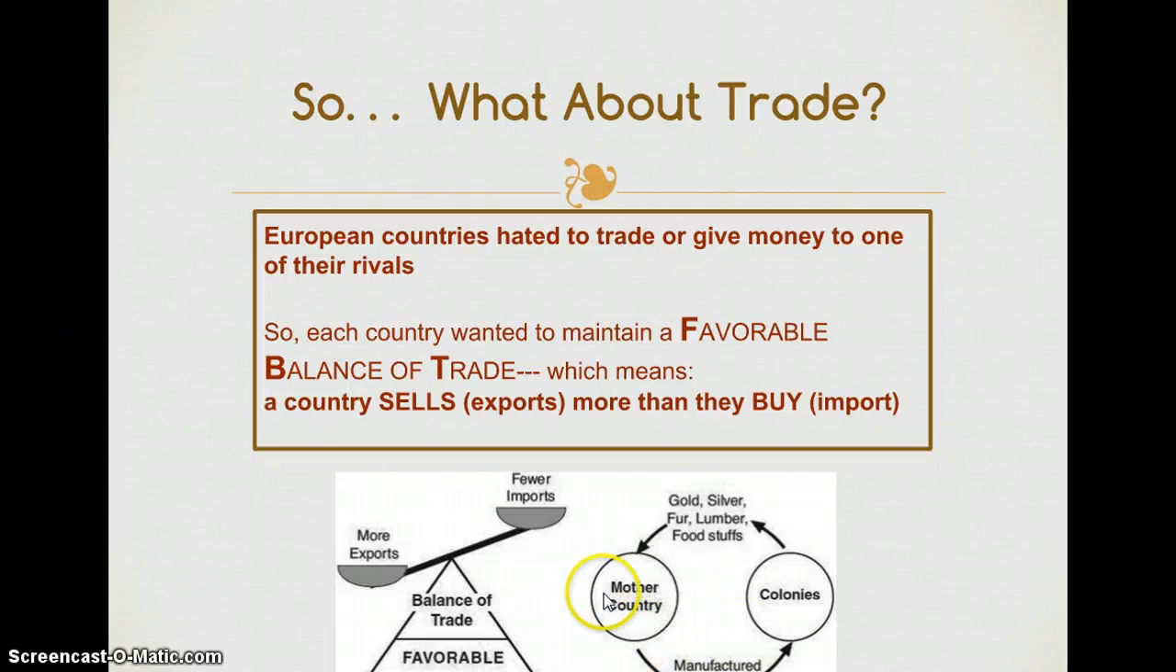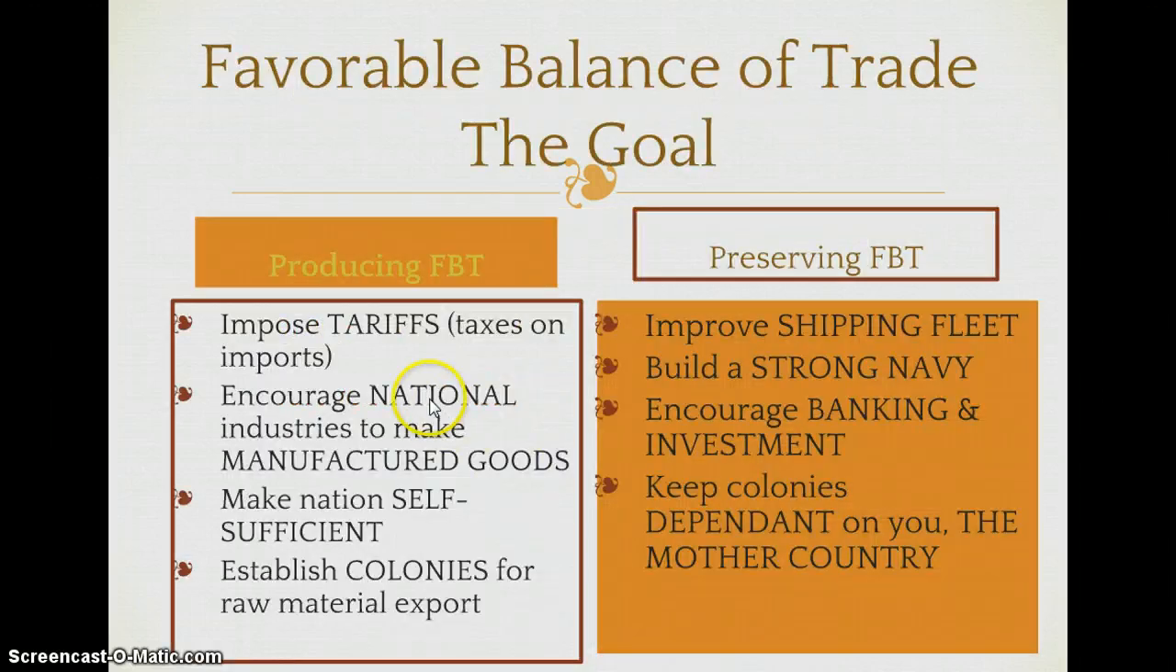So remember, the balance of trade means the balance is in your favor, meaning that you export more than you import. Okay, so how do you produce an FBT, or a favorable balance of trade? So notice you have 4 bullets here to correspond with your 4 bullets on the worksheet. So this is what a country could do to maintain the trade balance in their favor. They would impose tariffs, which is a fancy word for taxes on imports. So they want you to buy English cloth, so they put a high tax on French cloth.